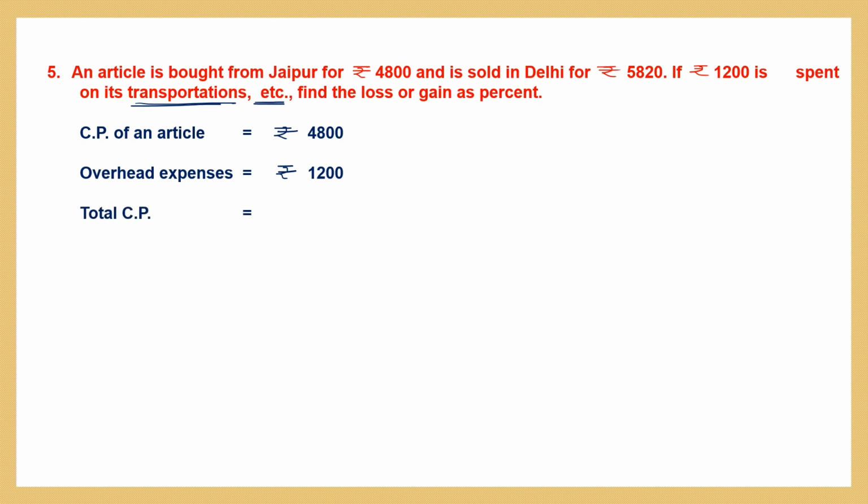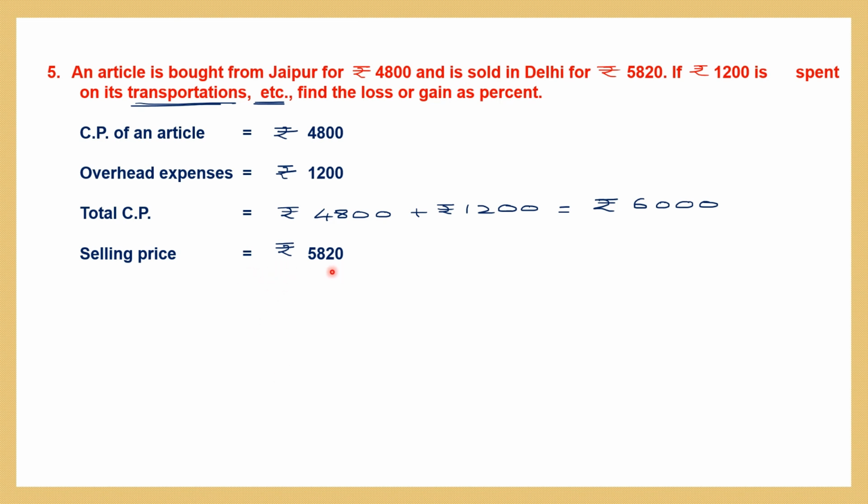Then the total cost price we need to find, that is the original cost price plus the overhead expenses. Together you have to add it up. Now we get the total cost price, which is 6,000 rupees. Then the selling price has been given to us. So after all the transportation and everything, now it's sold at 5,820 rupees.